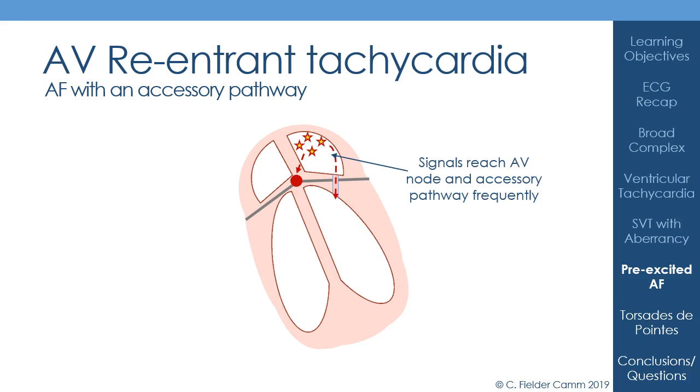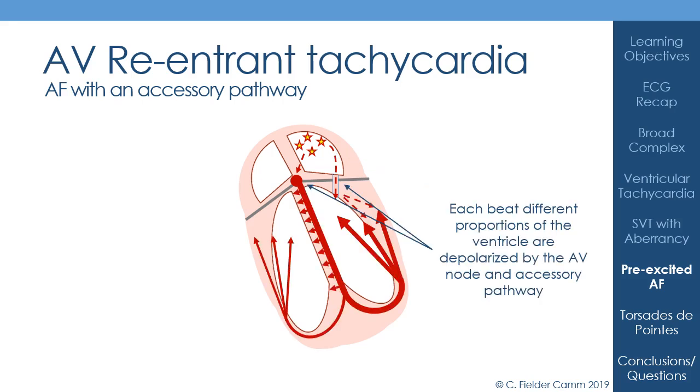But there are hundreds of signals coming down to the accessory pathway and the AV node. And so the breadth of the QRS complex depends on the proportion of the ventricle being depolarized via the AV nodal His-Purkinje system, the normal conducting system, versus how much is coming from the accessory pathway. And that can change on a beat-by-beat basis, which is why we were seeing different amplitudes and different breadths of the QRS complex on that previous ECG.